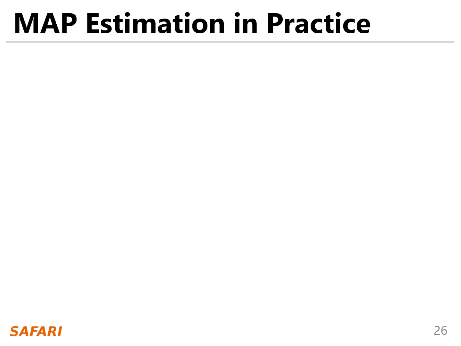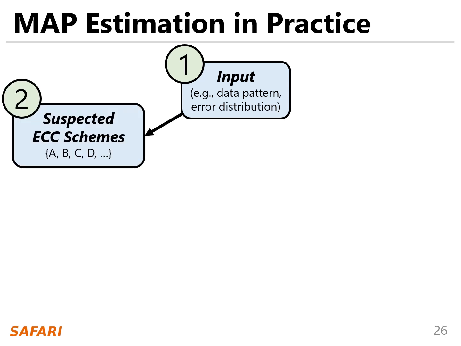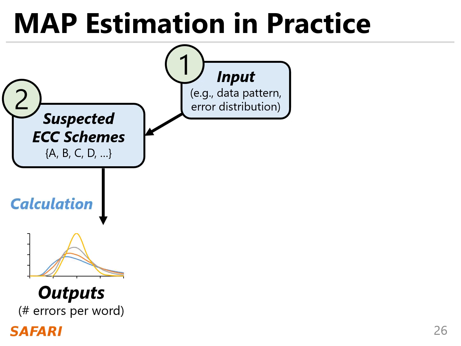So, map estimation in practice begins with the first step, which is defining the inputs. And so here we define the inputs as the data pattern and the error distribution we're going to study. Second, we enumerate a list of suspected ECC schemes, and we're just going to call them A, B, C, D, and so forth. And we can go ahead and apply the inputs and calculate what the output distributions would look like. And this output distribution is rather simple. It's just the number of errors per data word, right? It's the Wn prime distribution.